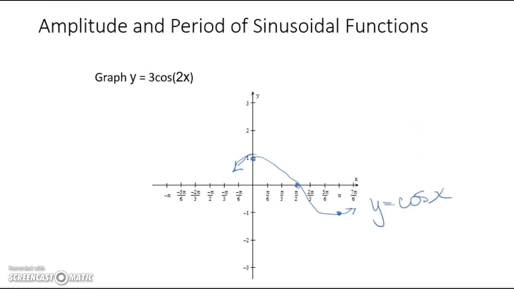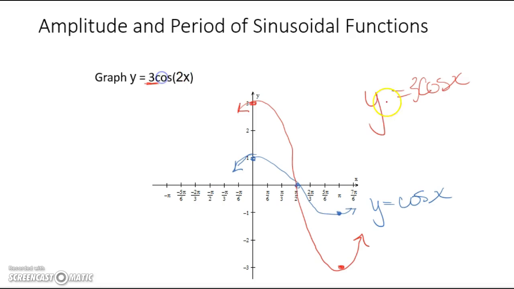We'll get another color and we will graph y equals 3 cosine of x. Where we had a maximum of 1 and a minimum of -1, we'll have a maximum of 3 and a minimum of -3. So this function would look like so. That's taking care of the amplitude.